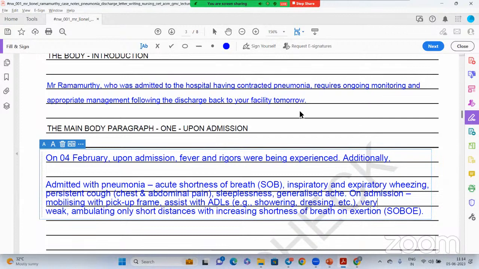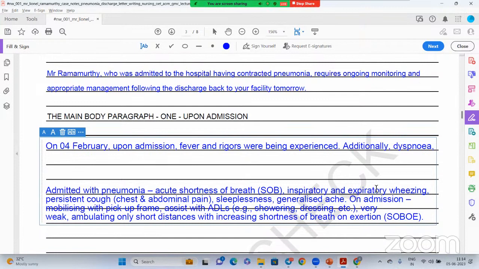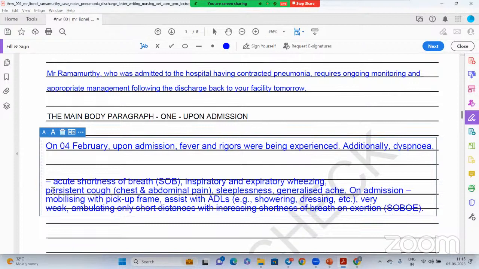Additionally, dyspnea, comma, so breathing difficulty, acute shortness of breath. Admitted with pneumonia is over, we got this, finished. Then acute shortness of breath, that is breathing difficulty; the word you use is dyspnea. And inspiratory and expiratory wheezing: remove inspiratory and expiratory and just say wheezing here.